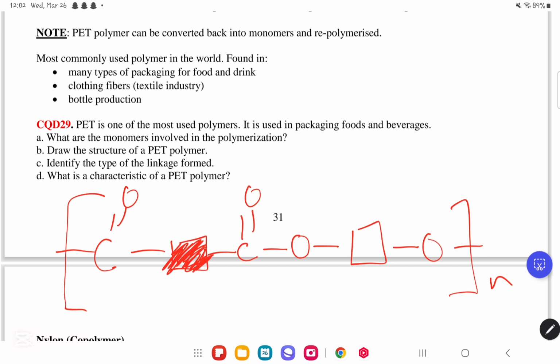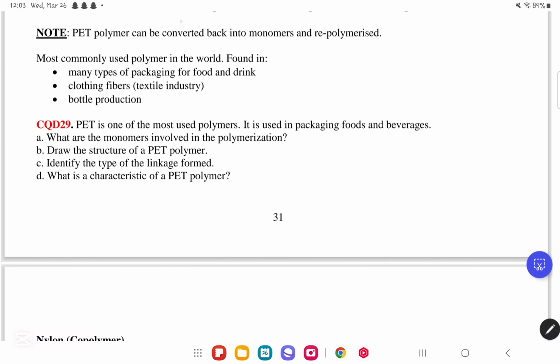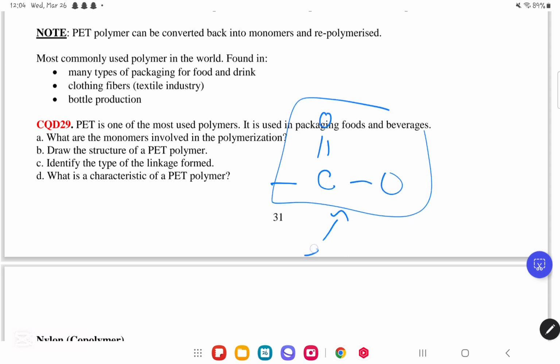Not the monomer, sorry, the polymer, my bad. It will look something like this. Now we will move on to part C. In part C, they said identify the type of the linkage formed. So the linkage, as we saw before, was like a C double bond O and then single bond O. This linkage we call an ester link.